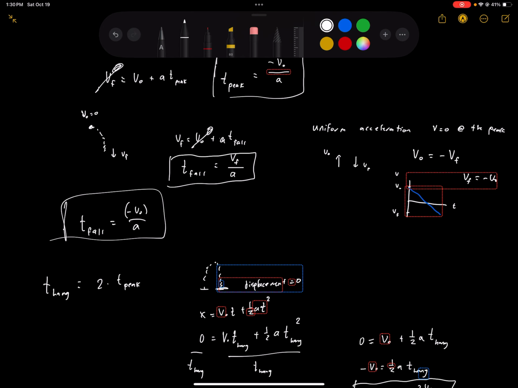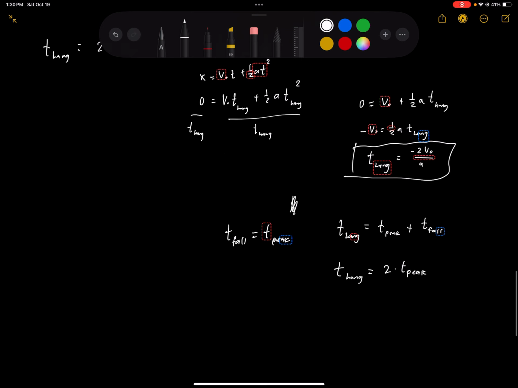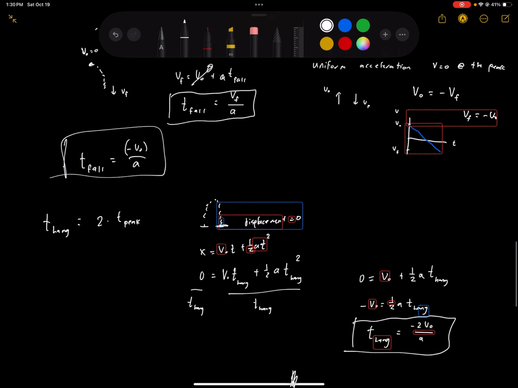I came up with an expression for the peak time. I showed that the fall time has to be the same. It equals the same expression. And I just showed that the hang time is twice that expression, right? You see there's a 2 in front of the V naught. And even though we know this intuitively, there's a difference between just knowing something intuitively and being able to show it from the kinematic relations.